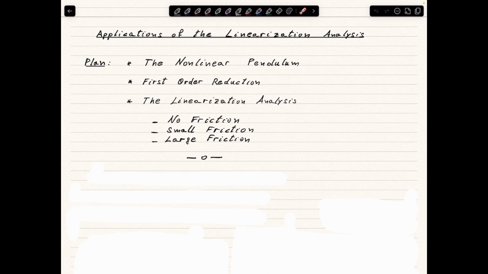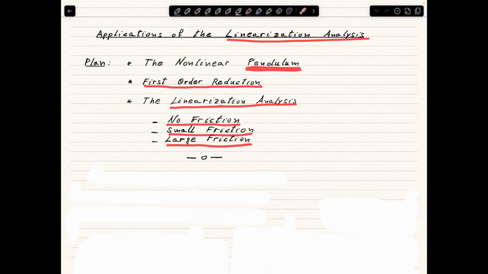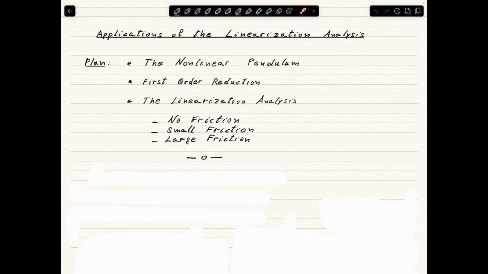The equation that describes the pendulum is Newton's equation of motion, which is a second-order equation. To do our linearization analysis, we need to write the second-order equation as a first-order system, and then we can carry out the linearization analysis. We are going to have three main cases: the case where we have no friction, small friction, and large friction on the pendulum. So that's the plan for today.